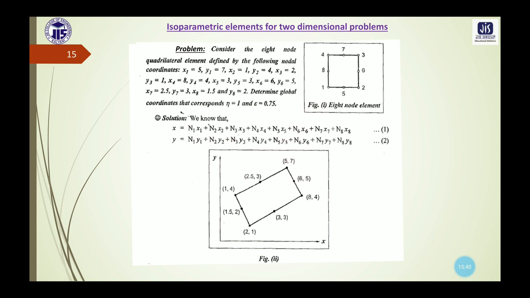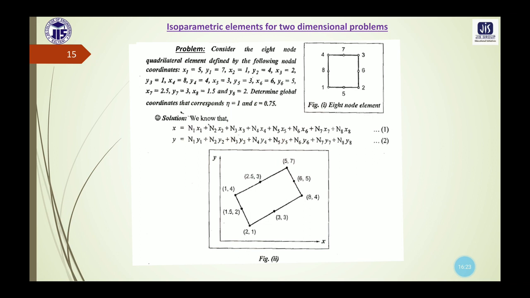Now let us discuss one numerical based on this concept. Here it is given that we need to consider the 8-noded quadrilateral element defined by the following nodal coordinates. The values of x1, y1, x2, y2, x3, y3, and in a similar manner up to x8, y8 are given for the 8 different nodes of this quadrilateral element. Now we need to determine the global coordinates that correspond to eta equals 1 and epsilon equals 0.75.